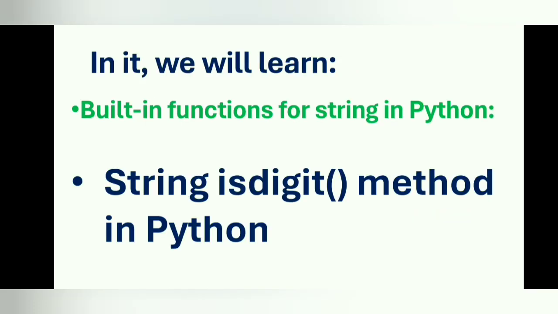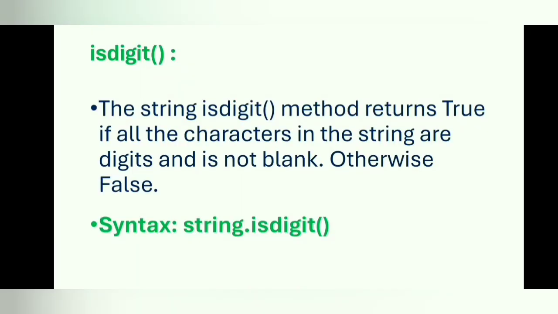In this Python tutorial, we will learn built-in functions for string in Python: the string isdigit method. The Python string isdigit method returns true if all the characters in the string are digits and is not blank, otherwise it returns false. Syntax: string.isdigit(). The isdigit method does not take any parameter.